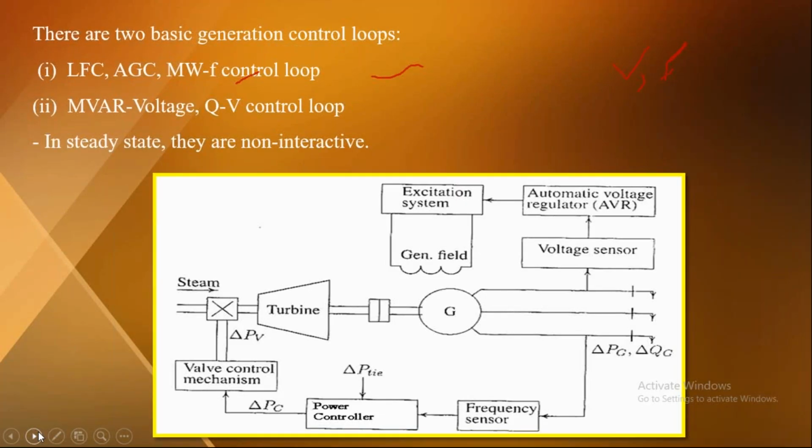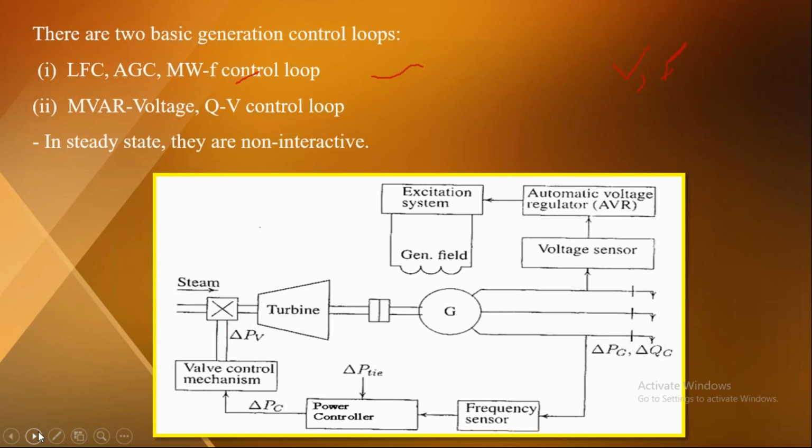Now, there are two basic generation control loops. If we take the generating station, it is a combination of different devices like turbine, generator, whatever it may be. Now, what we have to observe and control are only two parameters, voltage and frequency. If you control these two parameters, then you can generate real power accurately.